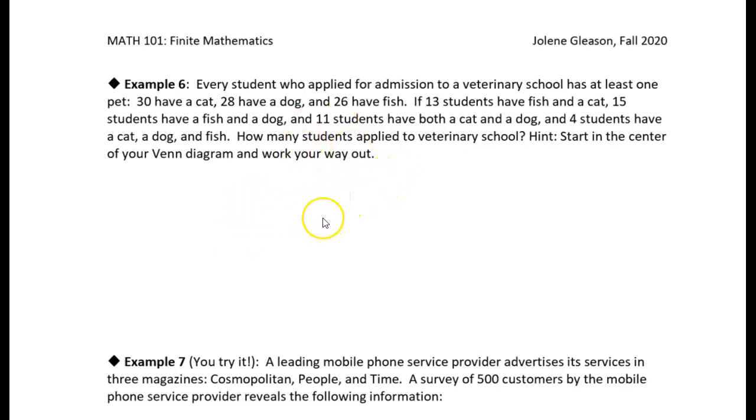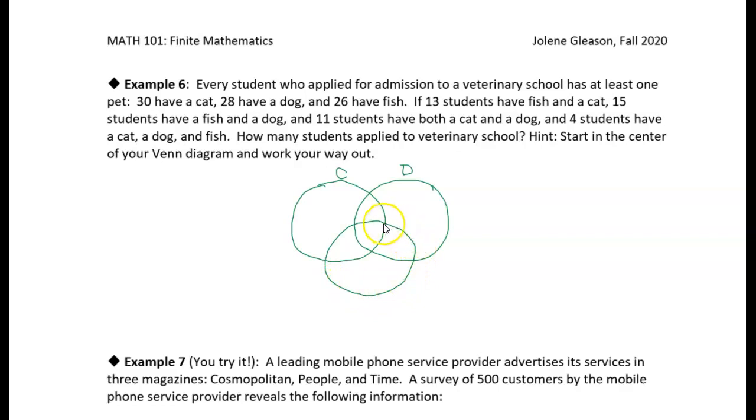I have a whole set of students who applied to veterinary school, and we have a category of students who have a cat. I'm going to call that set C. We have a category of students who have dogs, and I'll call that set D. And then we have this other category down here that have fish. Okay, so I have cat people, dog people, and fish people. Now some people may have more than one pet, so that's why I'm showing these circles as overlapping.